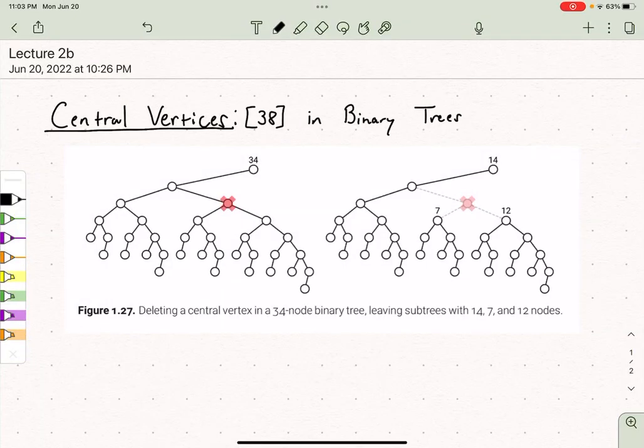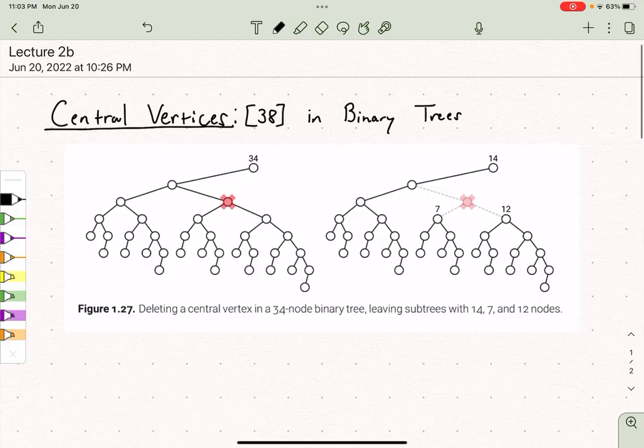So in this lecture, we're going to talk about central vertices in binary trees, and this comes from problem 38 of Jeff's notes about recursion. So what's a central vertex? You could think of it as a node in the tree that's in the middle. Essentially, there's no imbalances on any side of the tree.